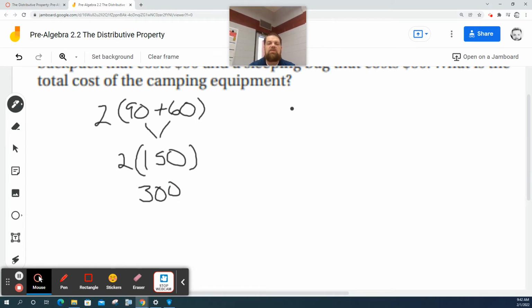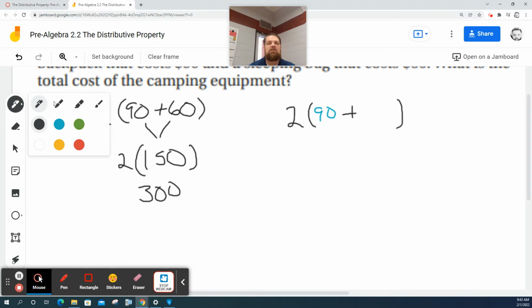Now, another way to do this is called the distributive property. And I'm going to write this a little different. The distributive property is where we distribute the multiplication of 2 through the parentheses. Raise your hand if you've ever used the distributive property. You guys ever seen the distributive property before in class? Yeah? Okay, good. So hopefully, but you could still ask questions, right?